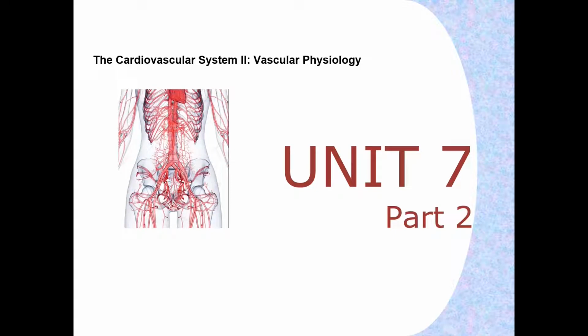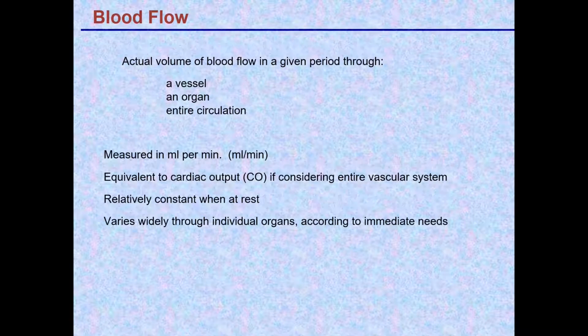This is Unit 7, Part 2. We're now going to talk about the physiological function and regulation of the vascular system, the vascular part of the cardiovascular system. The volume of flow can vary through a particular blood vessel or a particular organ, but in the entire circulation it would vary with the varying cardiac output.